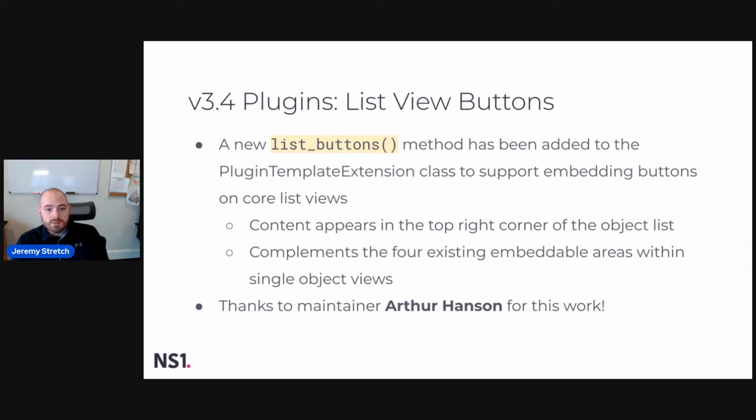Next up, list view buttons. So we've basically added a 5th method to the plugin template extension class. The 4 that exist today are for embedding custom content on object views. So this is HTML content. You basically have the options of left side of the page, right side of the page, full page, or top right corner for actions. And this is a 5th one that now embeds content in an object list view. So the 4 existing ones are for detail views, like if you're going to look at a specific site. The new list buttons method would embed content in the top right corner of the site list. Typically, that's going to be for buttons, but in theory, you could put anything else up there as well.